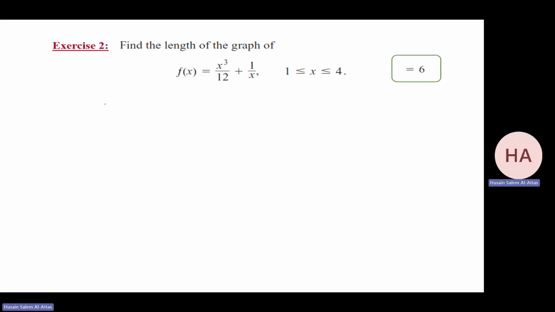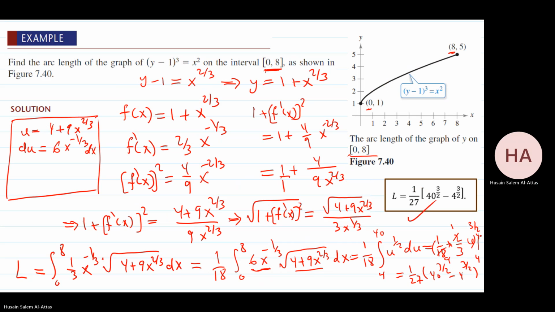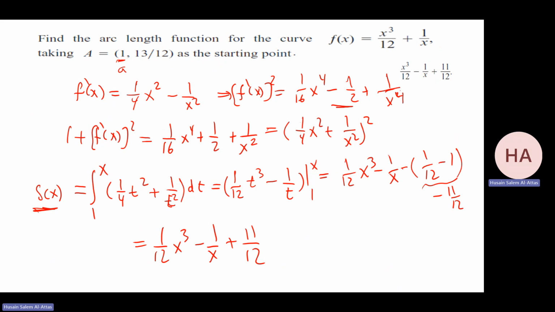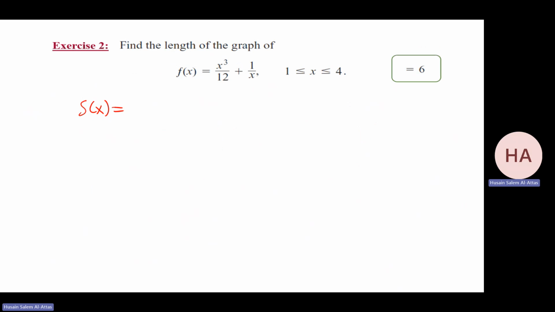I know from before that s of x, when I do the arc length function, will be 1 over 12 x cubed minus 1 over x plus 11 over 12. The same thing. Since my starting point is the same, the starting point is 1, I did it from 1 to x. Now for 1 to 4, I need to find it at x equal 4.